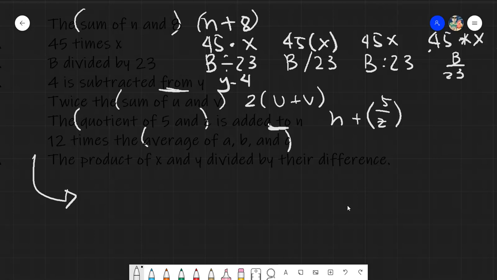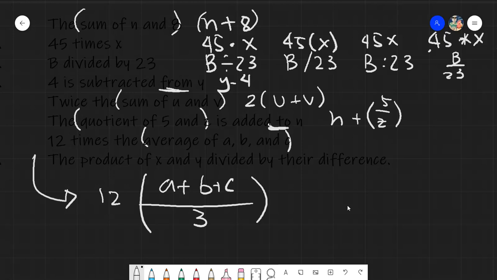So 12 times the average of A, B, and C. Firstly, let's just write 12 because it's 12 times. So times average of A, B, and C. When we talk about the average, what we are actually doing here is we add the numbers and we divide them based on how many they are. So this is A plus B plus C. They are three, therefore we divide by 3. And this is the answer for our translation.